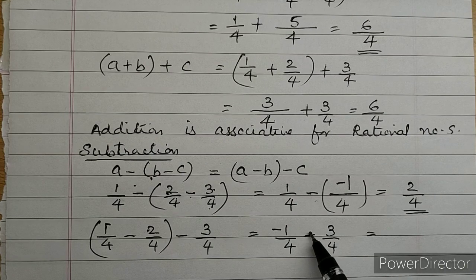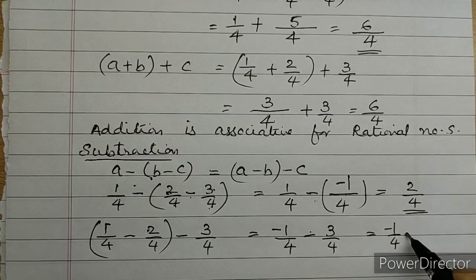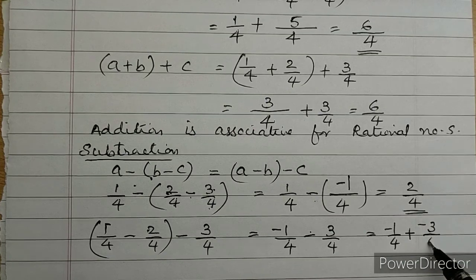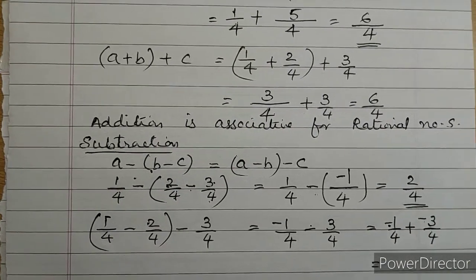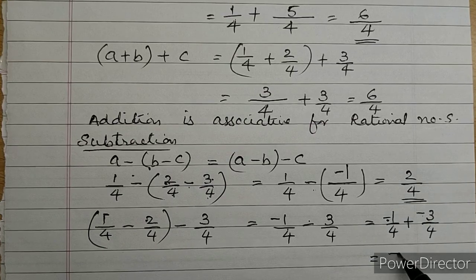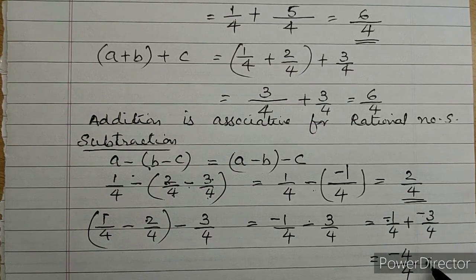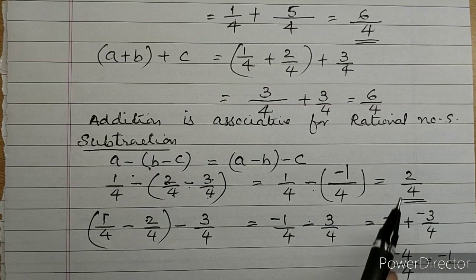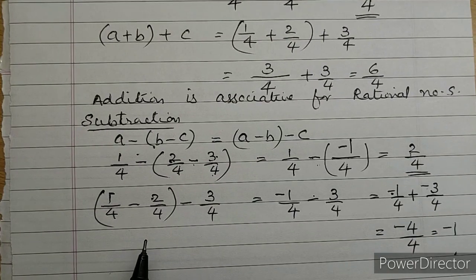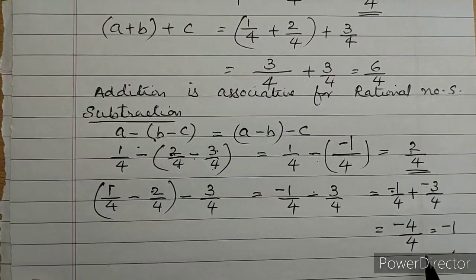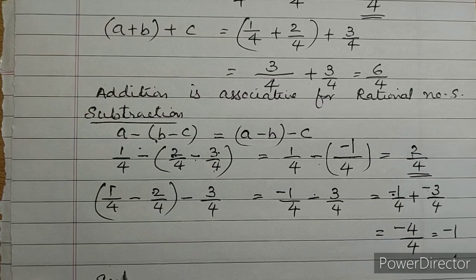Subtraction of integers, change the sign and symbol. So minus 1 by 4 minus will change to plus negative 3 by 4. This you have learned in 7th standard. So minus, both are same sign, you should add it. So minus 1 plus minus 3, it is minus 4 by 4, which is equal to minus 1. So 2 by 4 and minus 1, they are different. That means subtraction is not associative. You can conclude that subtraction is not associative.